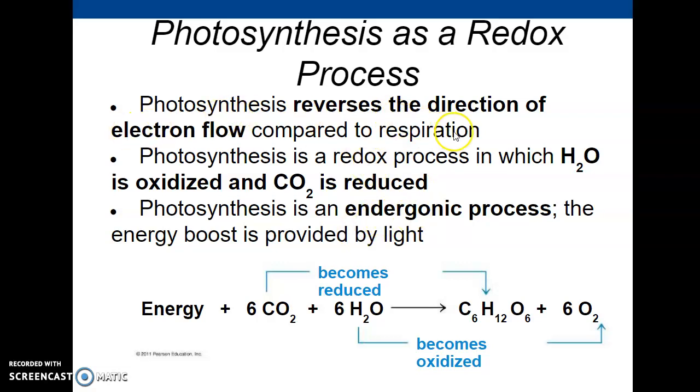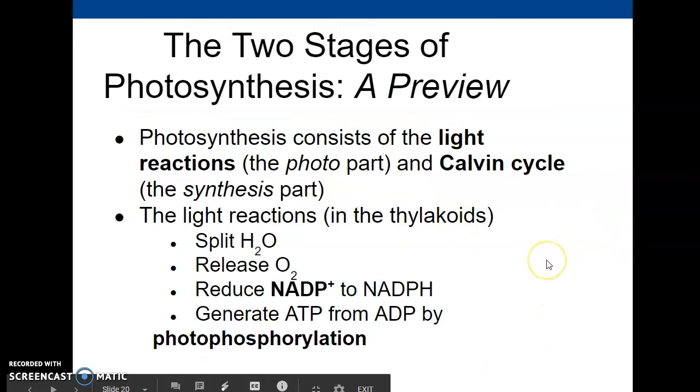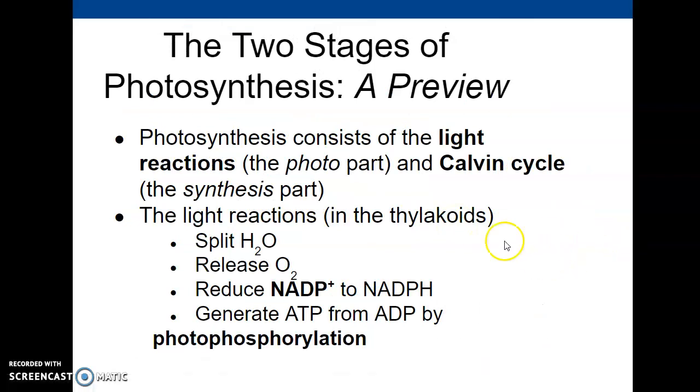All right, so it reverses the direction of electron flow, a redox process in which water is oxidized, right here, so water is oxidized to become oxygen, and CO2 is reduced to become our sugars, and then as a whole, photosynthesis requires an energy boost in the form of sunlight, and so we would call that an endergonic process. Okay, so as a review, the 2 stages of photosynthesis, it consists of the light reactions, which is the photo part of the word photosynthesis, and it consists of the Calvin cycle, which is the synthesis part of photosynthesis.